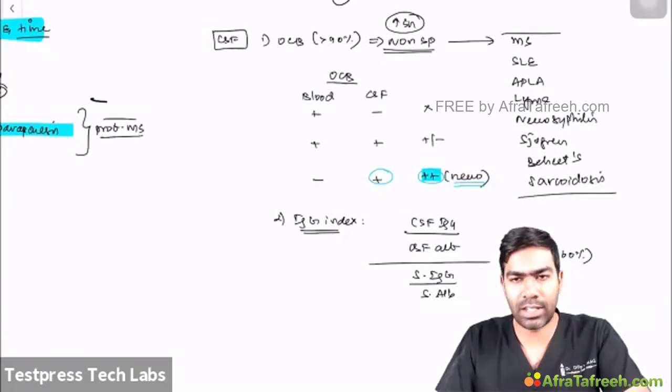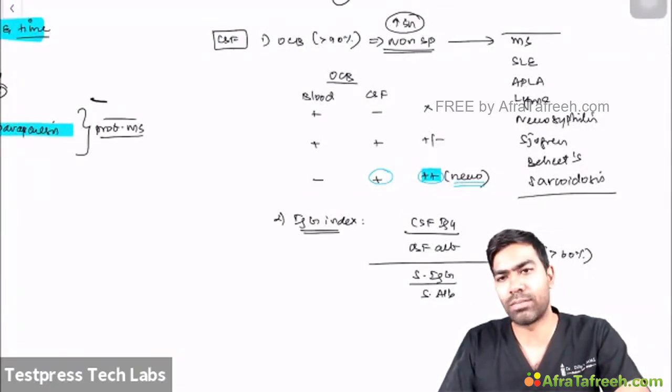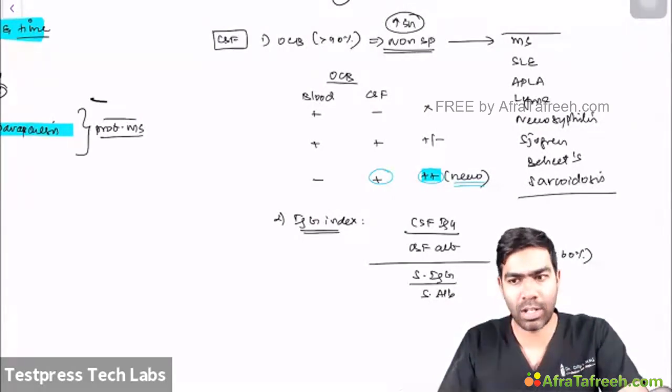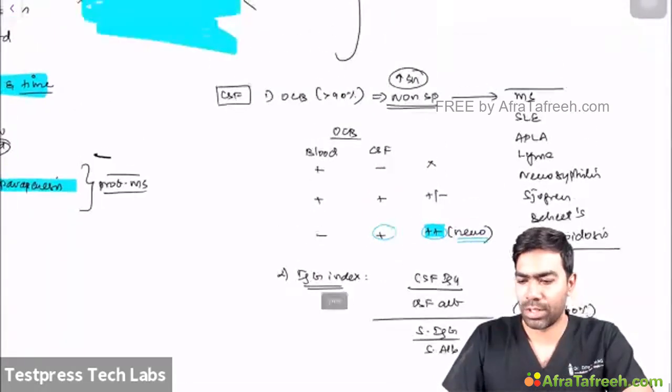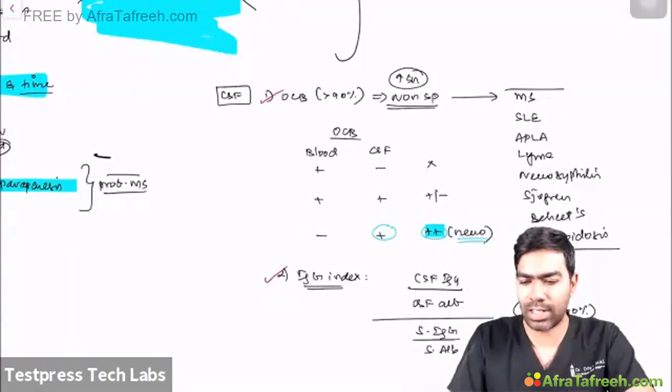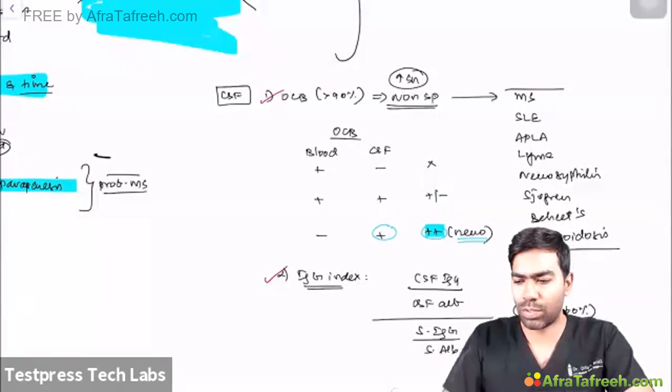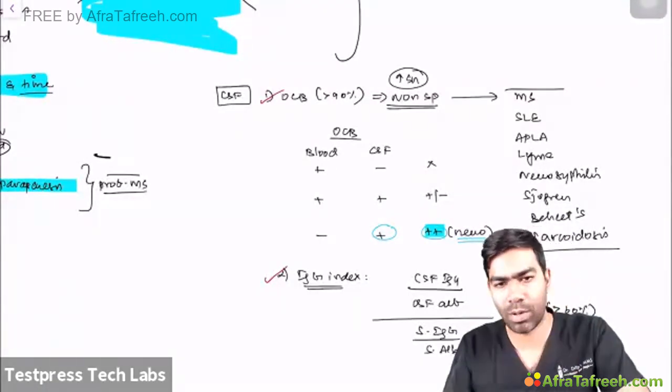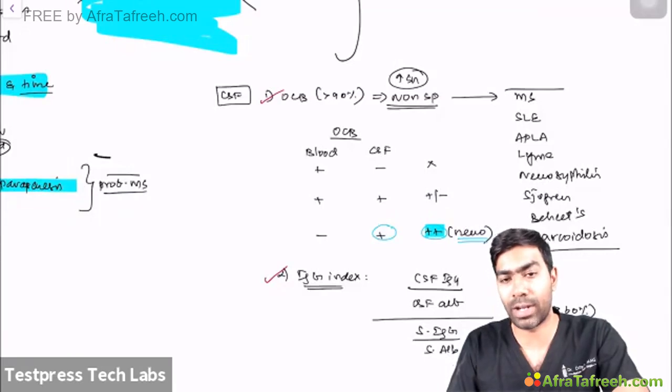And remember, Ig index is very important because this is usually normal in the setting of neuromyelitis optica. That's a very important point as well. Normal in the setting of neuromyelitis optica. So CSF, not very important, but in exam, this OCBs and Ig index, definitely they will ask. And OCBs are not specific for MS, but it will tell you there is some sort of a neurological problem. That's what oligoclonal bands are all about.